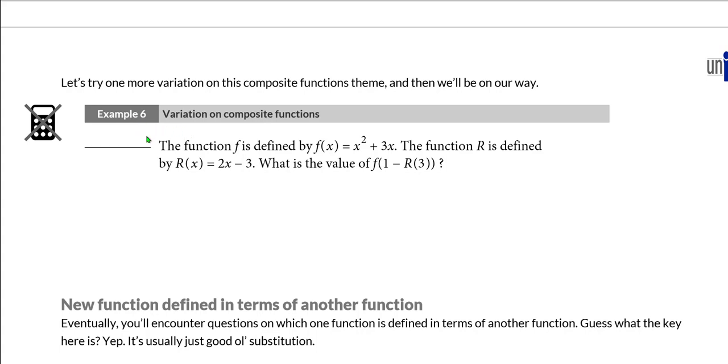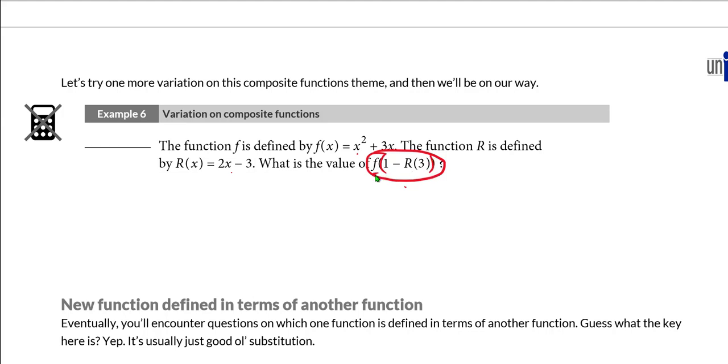Example 6, we've got the function f defined by f of x equals x squared plus 3x. The function r is defined by r of x equals 2x minus 3. So again, we've got a quadratic and a linear function here, and we need the value of f of 1 minus r of 3. So not a whole lot different here. We're going to do inside stuff first. So let's deal with what's inside these parentheses.